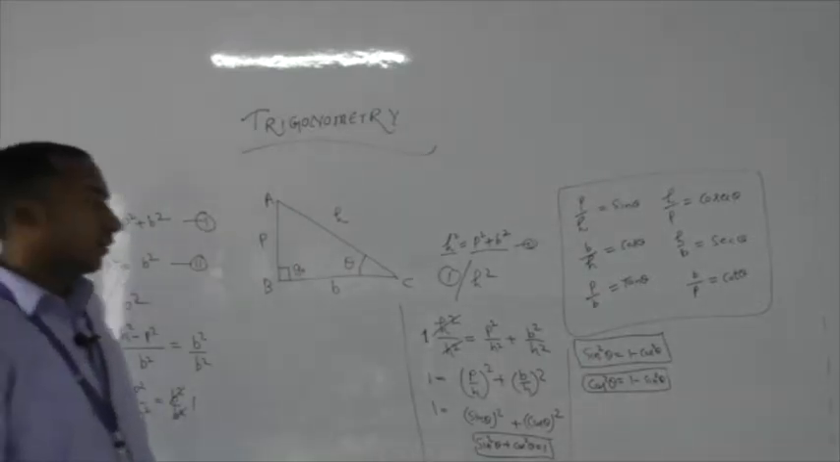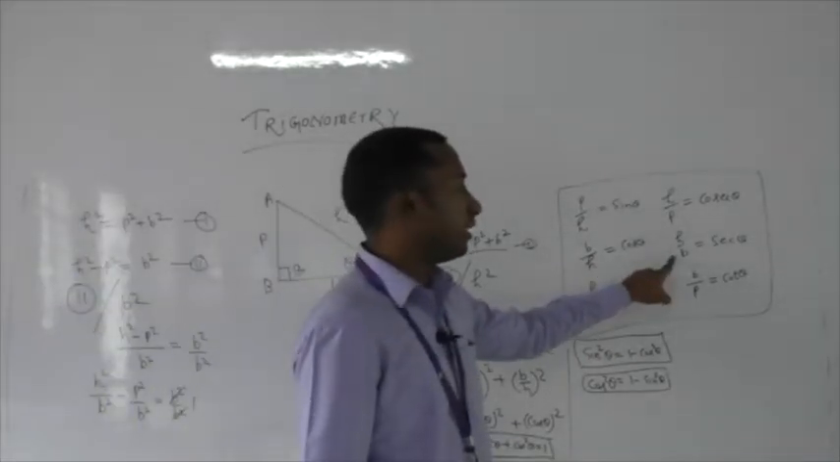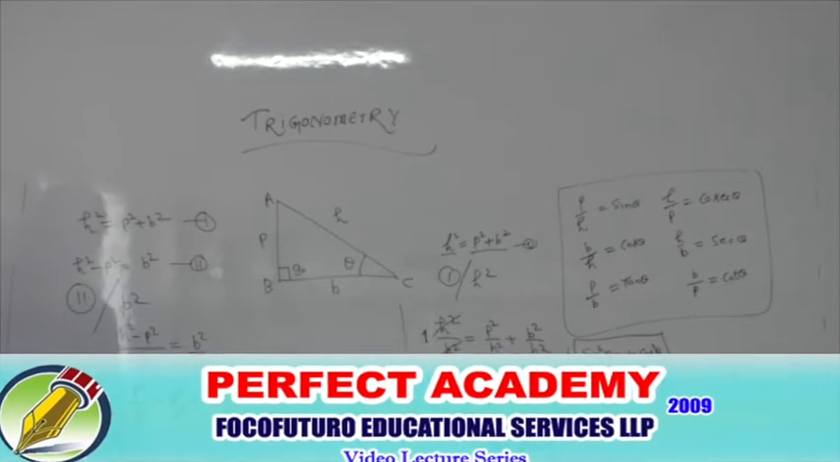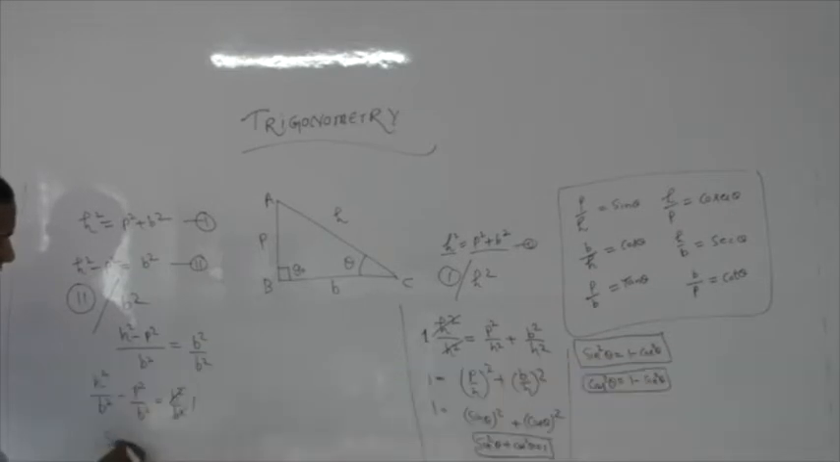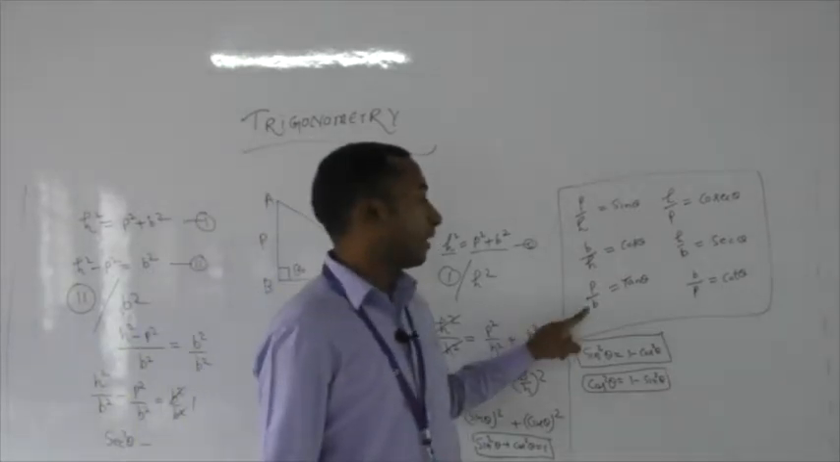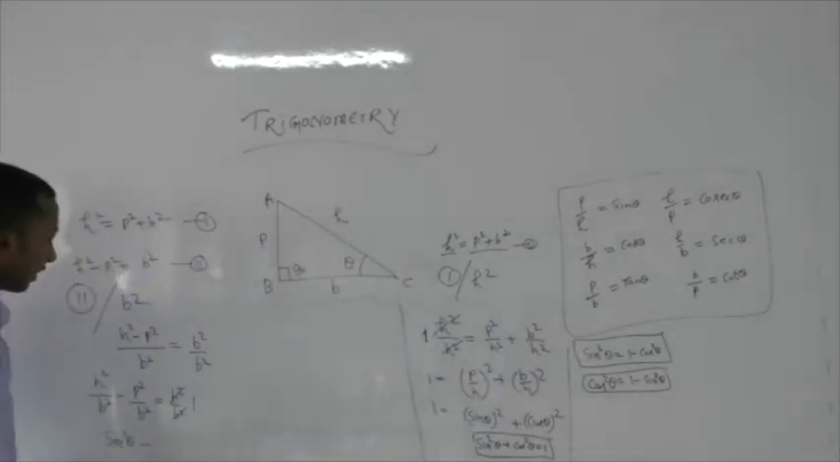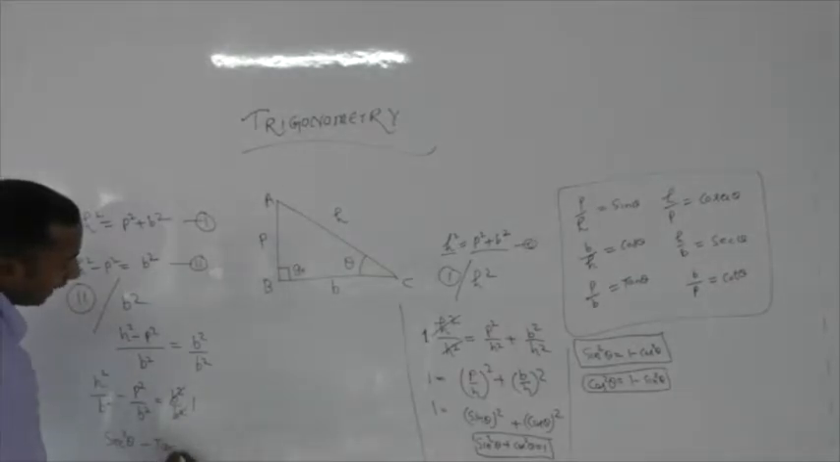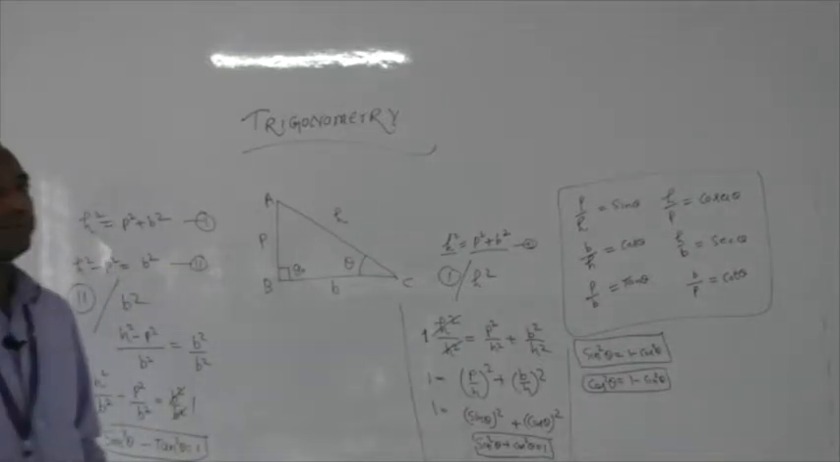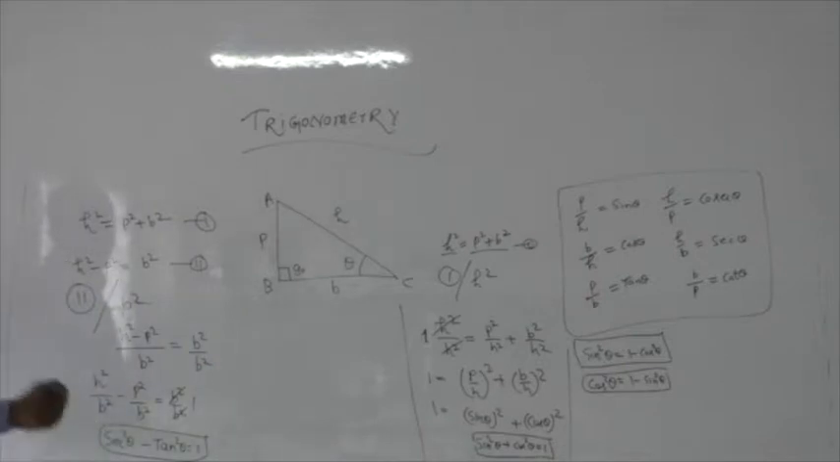Now look at this figure. H by b is known as sec theta. So in the place of h by b you can put sec theta, and because there is a square term also, you can write sec square theta minus p by b, that means perpendicular by base. Perpendicular by base is known as tan theta, so in the place of this term you can write tan square theta, and this is 1. So you get another relation, that is sec square theta minus tan square theta is equal to 1.